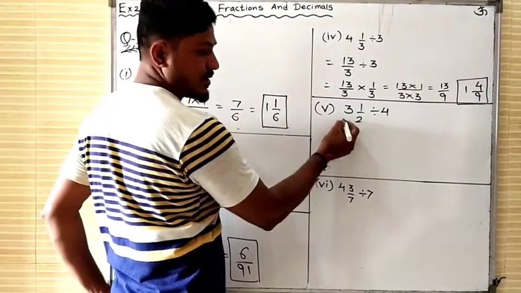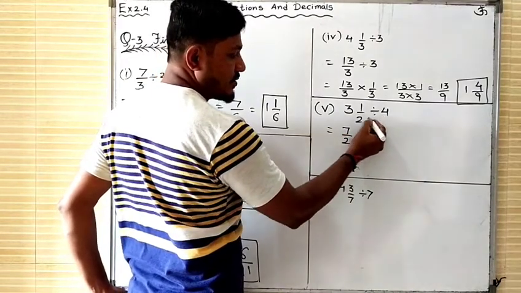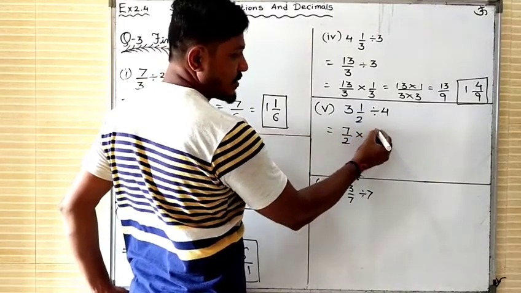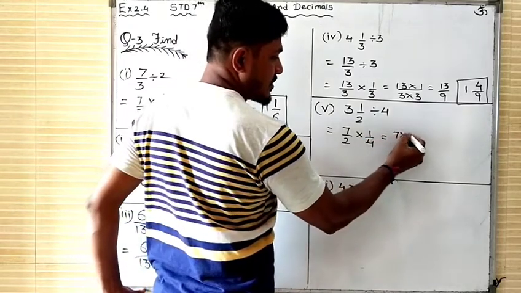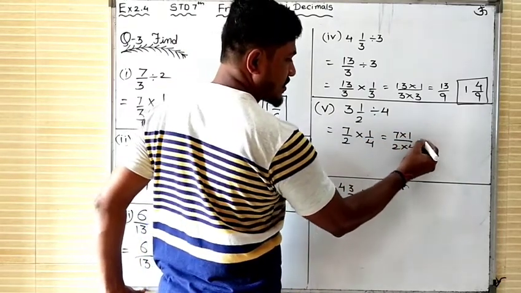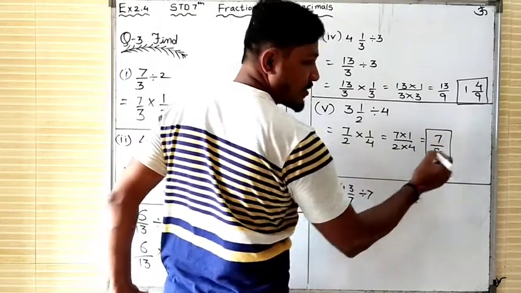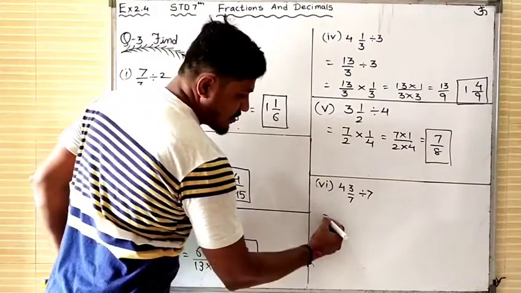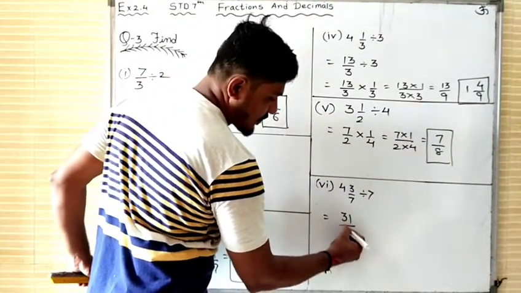Then convert this value. That is 2 3s are 6 plus 1, 7 by 2. Now here convert this division to multiple, 4 will become 1 upon 4. That is 7 ones are and 2 fours are. 7 ones are 7 and 2 fours are 8. Here not possible to convert into mixed fraction. Now 4 sevens are 28, 28 plus 3, 31.